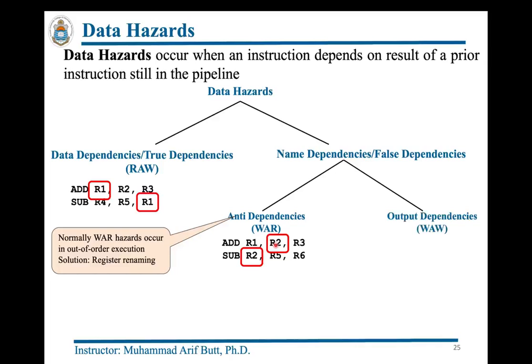The second category of name dependencies is called output dependency or WAW hazard, write after write hazard. Let us again try to understand this with an example. An output dependency or write after write hazard exists between these two instructions when both try to write the same register or memory location. As you can see over here, both are trying to write R1.